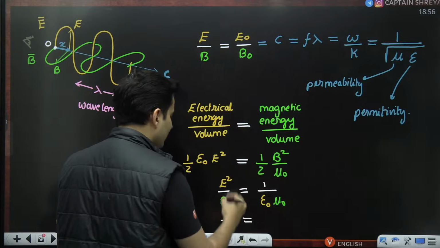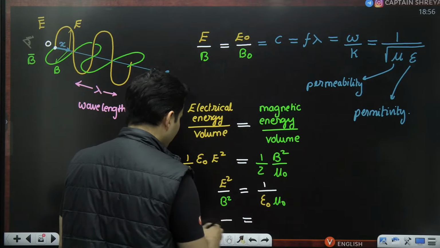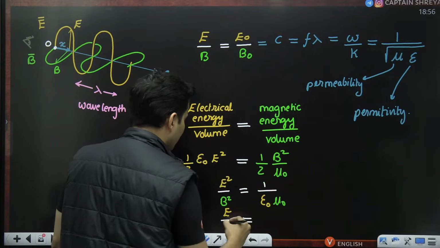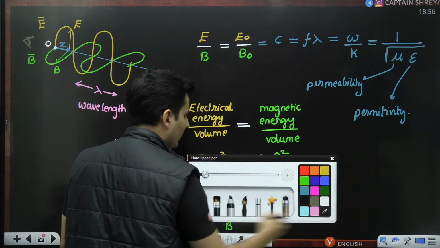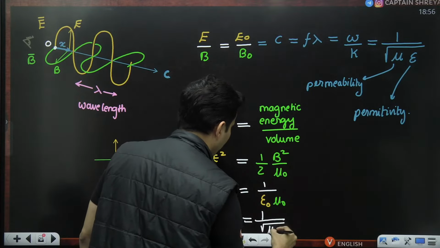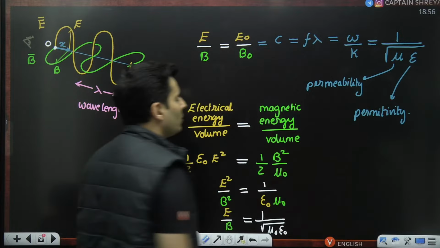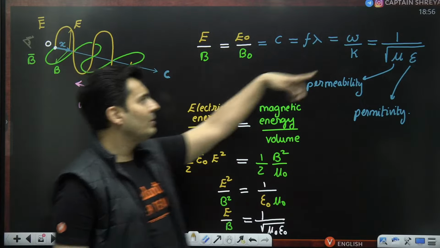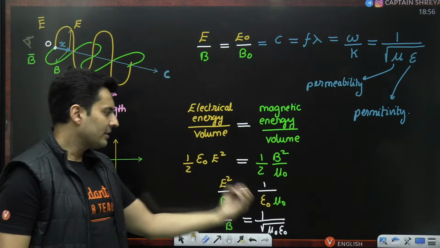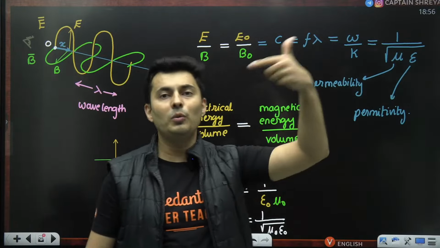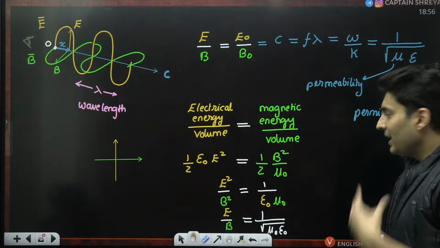In the next step, what will happen is, guys, a very interesting thing. If you take root on both sides, this will be electric field, this will be magnetic field, and on the right hand side what you will have is 1 by root of mu naught and epsilon naught, exactly what you got over here. That's how you prove E by B is exactly this. That's how you prove electric field by magnetic field is 1 by root of permeability into permittivity of that medium.